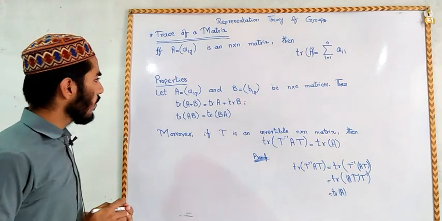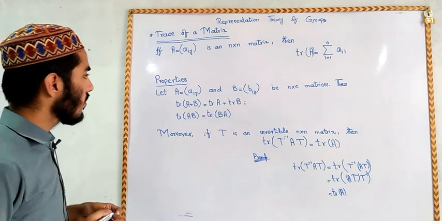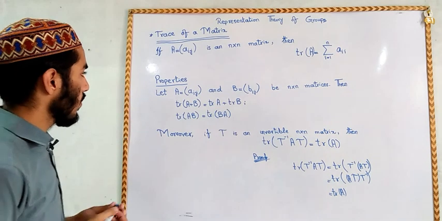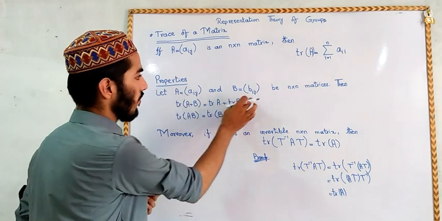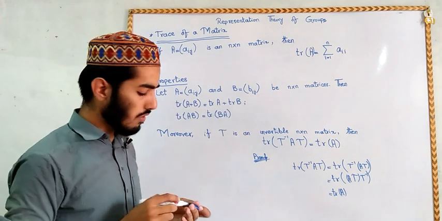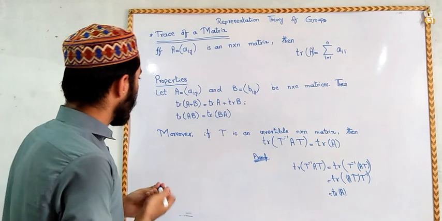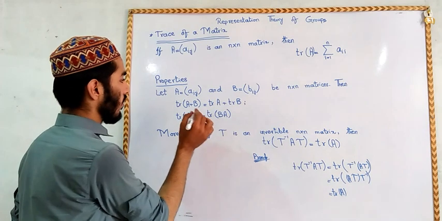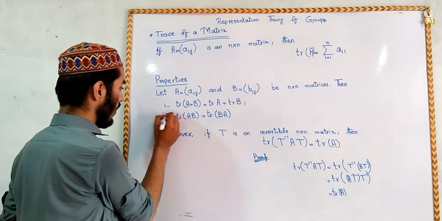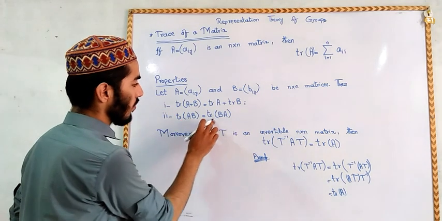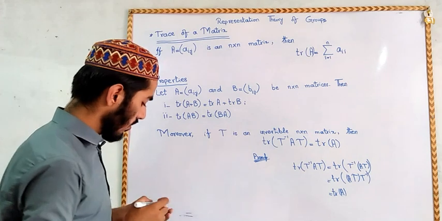The next thing is a few properties of the trace of a matrix. To study these properties, we define two matrices. The first one is A and the second one is B. Both are n cross n matrices. Then the first property is trace of A plus B is equal to trace of A plus trace of B. And the second property is trace of AB is equal to trace of BA.